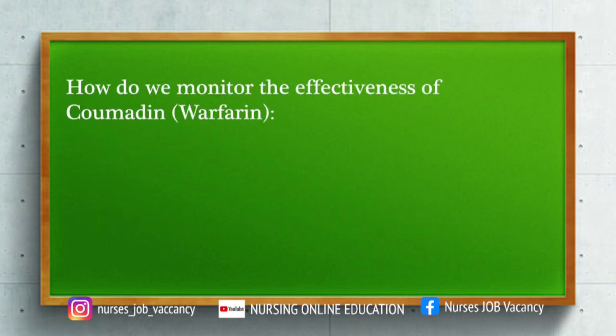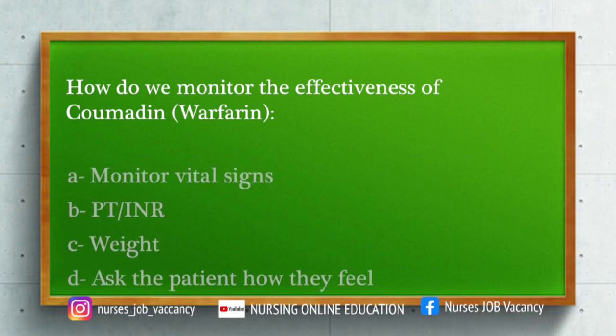Next question. How do we monitor the effectiveness of Coumadin, warfarin? A. Monitor vital signs. B. PT, INR. C. Weight. D. Ask the patient how they feel. The right answer is B. PT, INR.